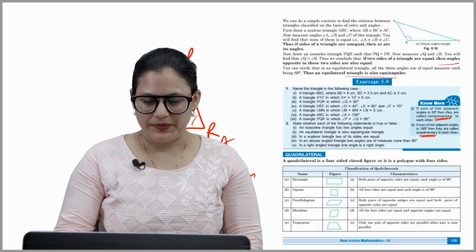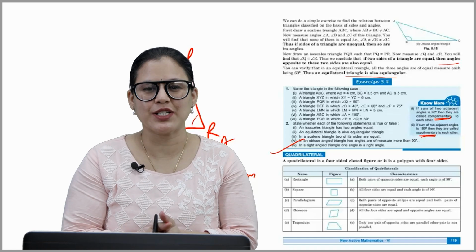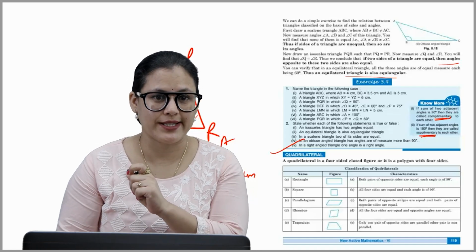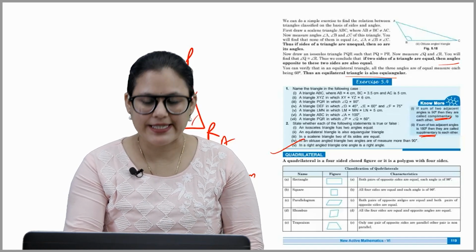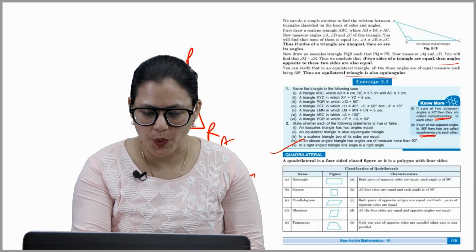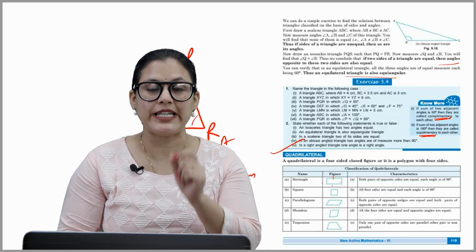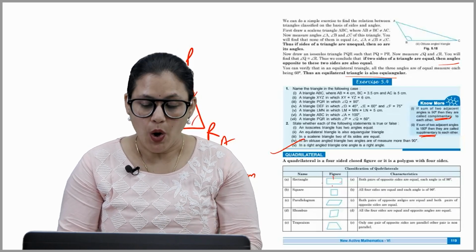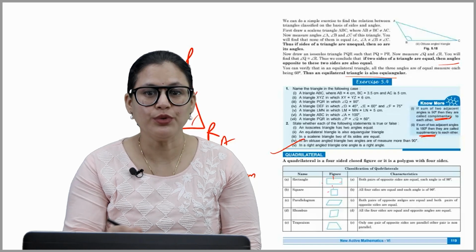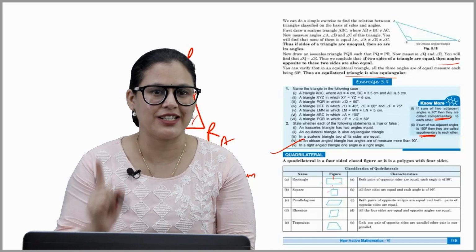Quadrilateral. A quadrilateral is a four-sided closed figure, or it is a polygon with four sides. Number 1 is a rectangle. Its characteristic: both pairs of opposite sides are equal and each angle is of 90 degree. Square: all four sides are equal, you know that very well, and each angle is of 90 degree.